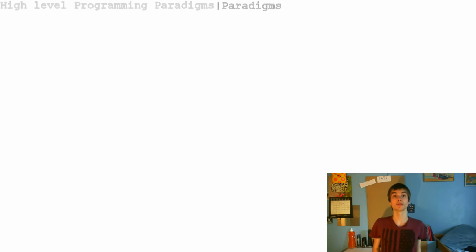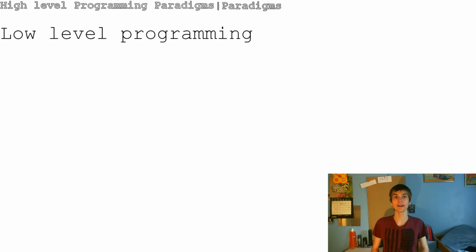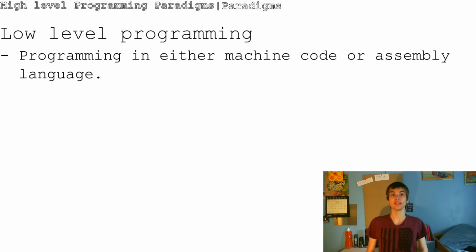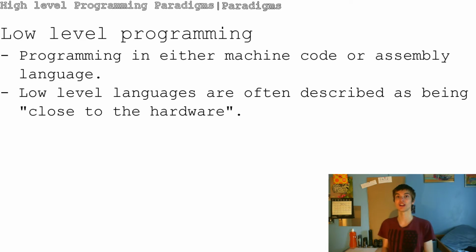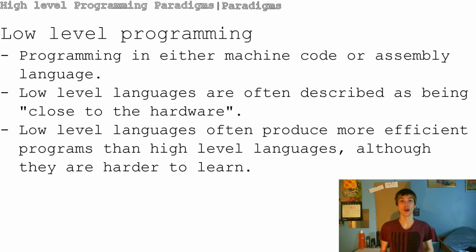Right then, so there are different types of programming paradigms. Low-level programming is either machine code or assembly language. Low-level languages are often described as being close to the hardware. Low-level languages often produce more efficient programs than high-level languages, although they are harder to learn.